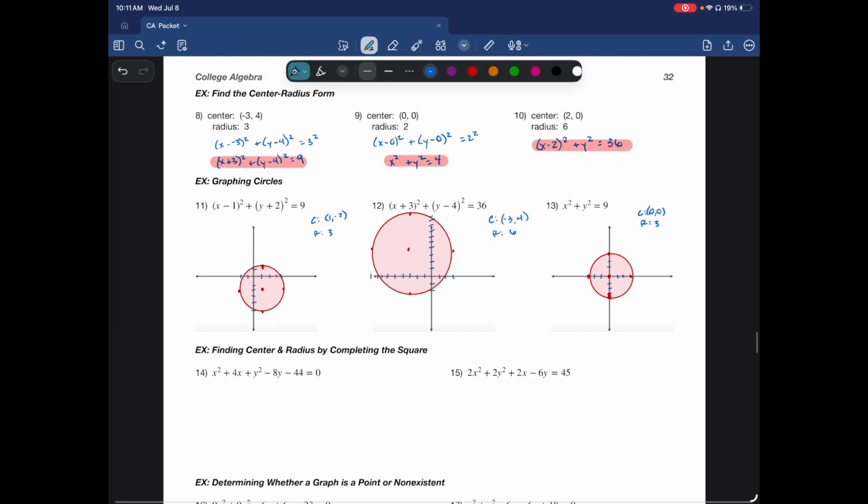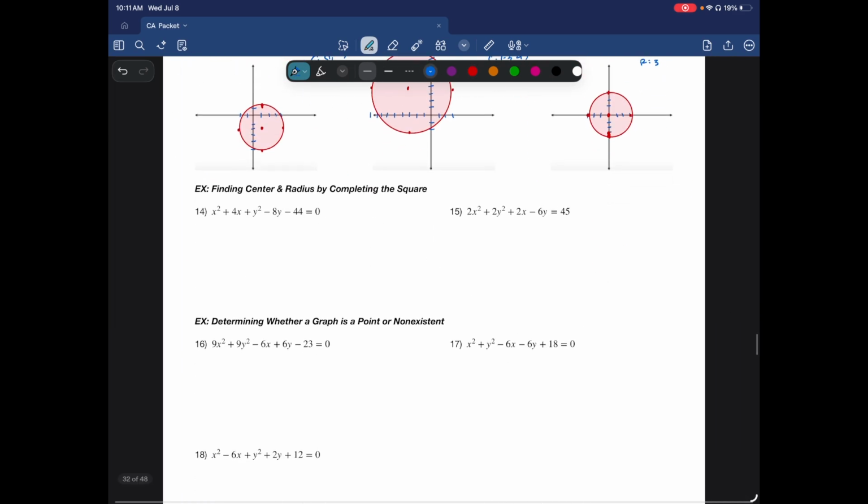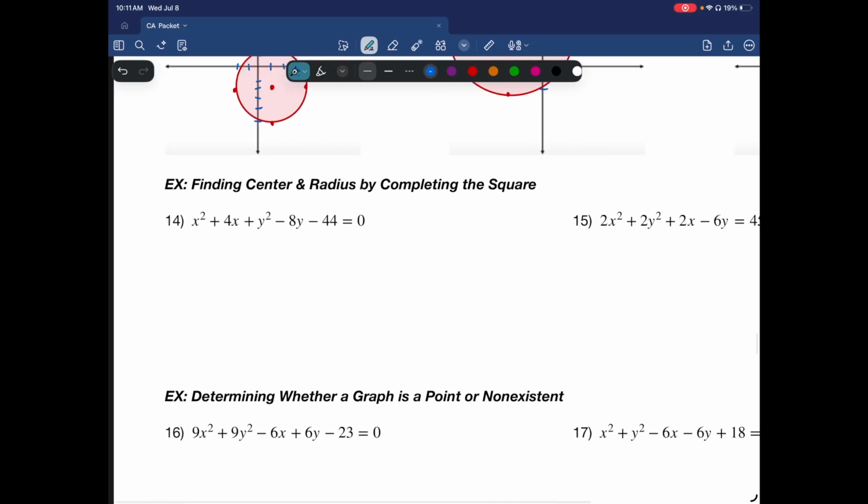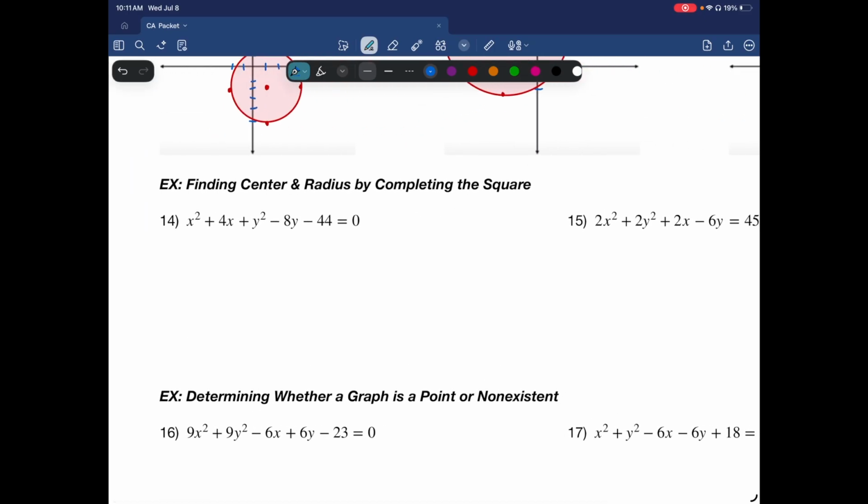All right. What if we want to find the equation of a circle and then find the center and radius, but it's not in traditional form? All right, so let's do this. We have x squared. We're going to complete the square, so we're going to put the x's together. So we got x squared plus 4x. Leave space, we got plus y squared minus 8y. And then we're going to move the 44 to the other side.